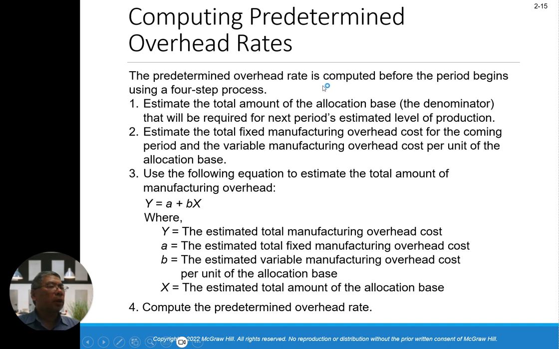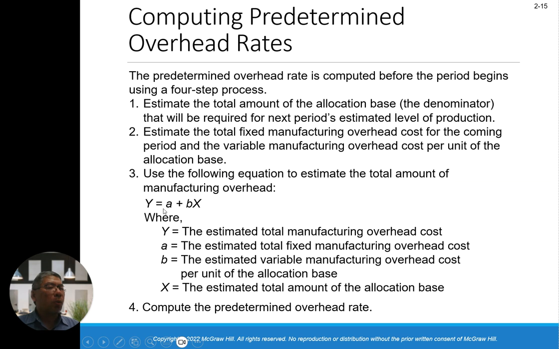The predetermined overhead rate is computed before the period begins using a 4-step process. Number 1, estimate the total amount of the allocation base that will be required for the next period, at the estimated level of production. Number 2, estimate the total fixed overhead costs for the coming period and the variable overhead cost per unit of the allocation base.